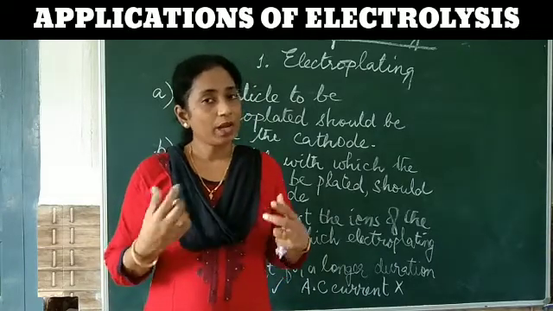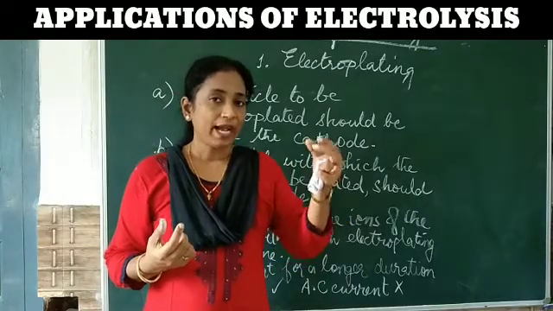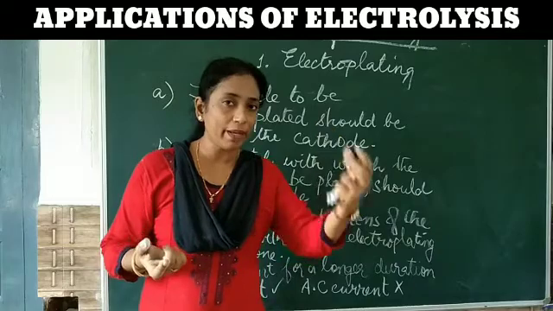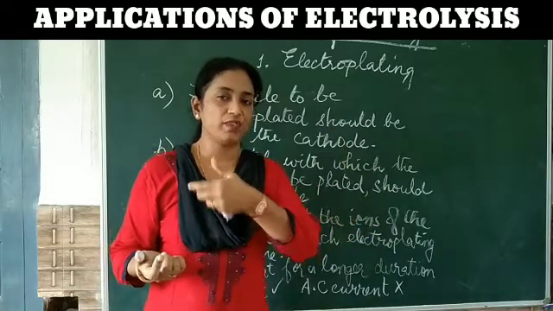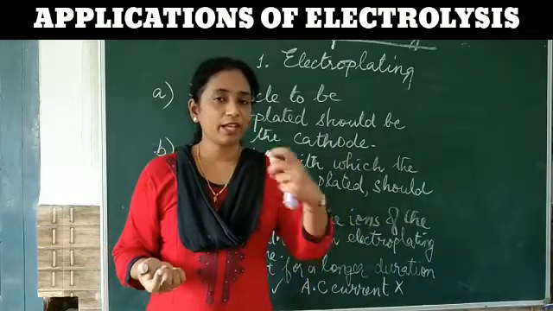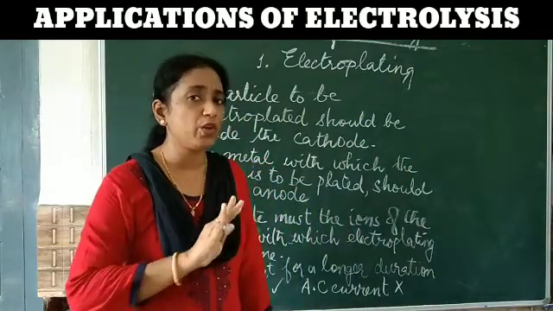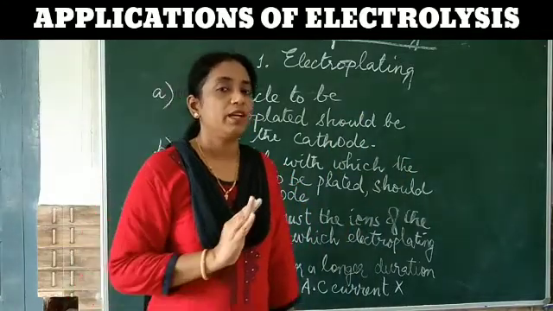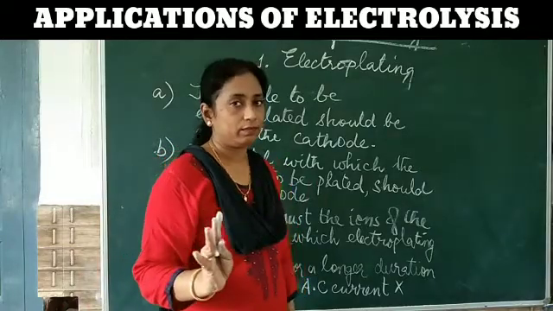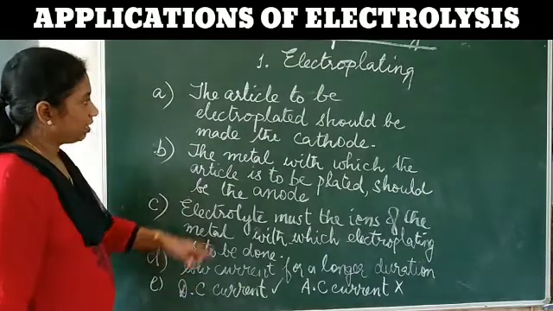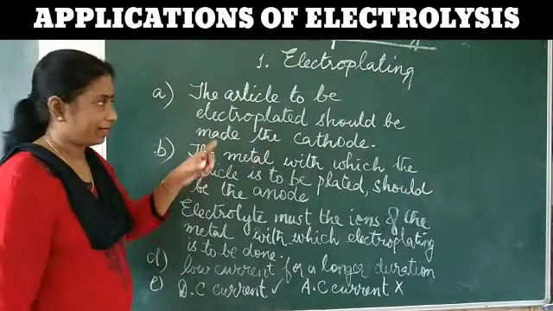Why? Because one moment, if one ion is deposited on the cathode, the next moment that cathode will become the anode and ionization will take place. From there, whatever is deposited will ionize and come back to the electrolyte. So there will be no effective coating. Okay, so these are the 5 points you must keep in mind, children, while doing electroplating.